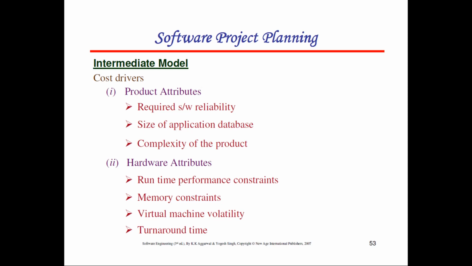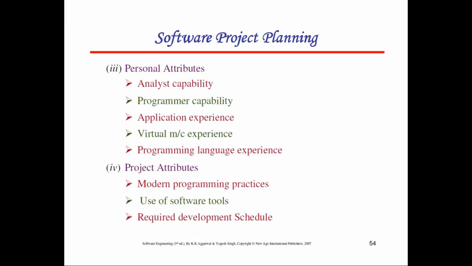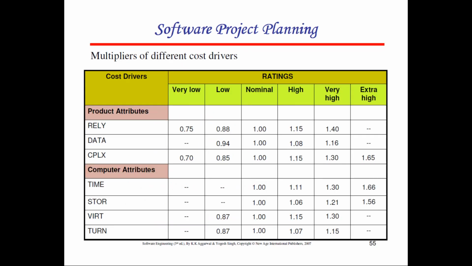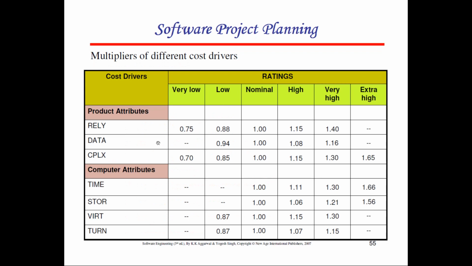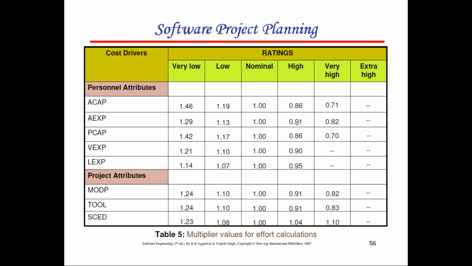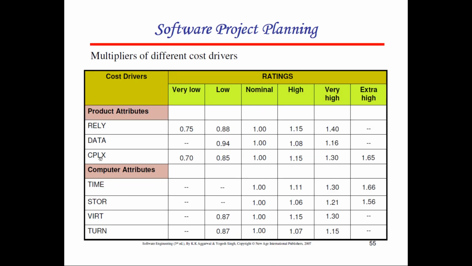I think we will have a brief on the intermediate models also. In the intermediate models, my attributes are hardware attributes and product attributes, and we have personnel attributes and project attributes. Now these are the drivers. What I talked about is whether required software reliability is needed or not, how big the size of the application database is, how complex the project is. All this has been represented in this. Look at this. These values will be given to you.